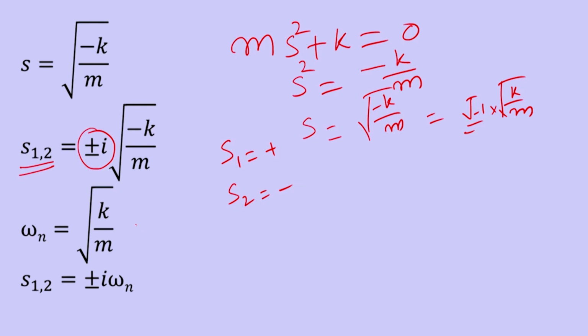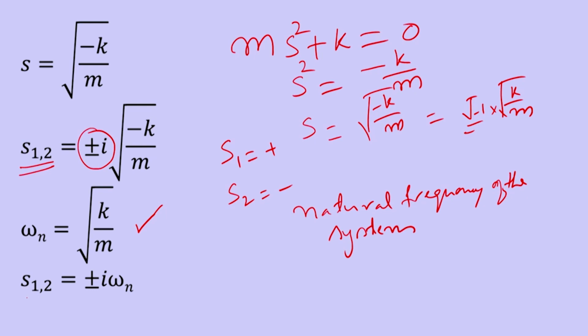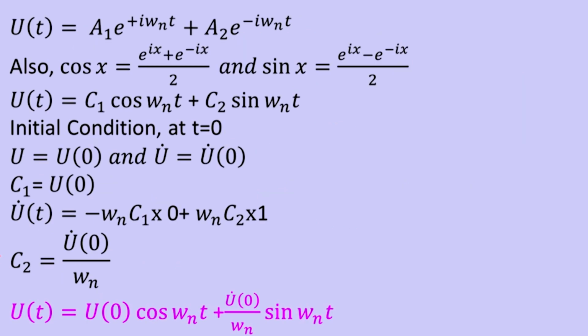This under root k by m can be represented as omega n, which is called the natural frequency of the system. So then that gives us two roots to this equation, that is S1 is equal to plus i omega n and S2 is equal to minus i omega n. So these two values are there, S1 and S2. Now upon substituting this S1 and S2 back in the equations, we get this.